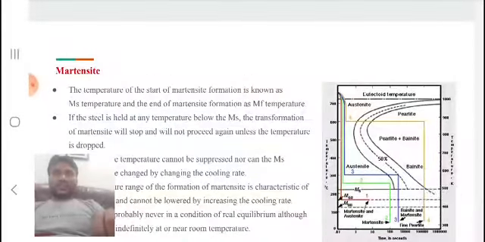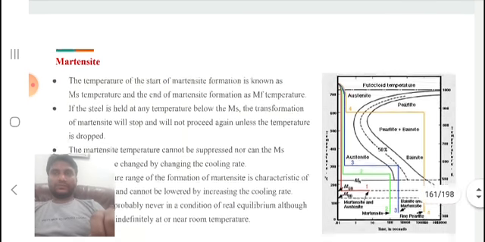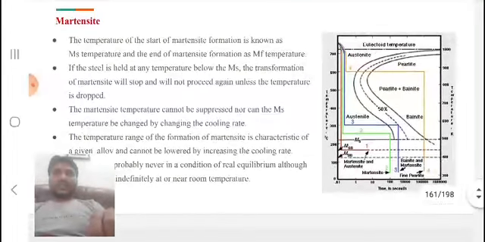The temperature of the start of martensite formation is known as the MS temperature, and the end of martensite formation as the MF temperature. If the steel is held at any temperature below the MS, the formation of martensite will stop and will not proceed again unless the temperature is dropped. The martensite temperature cannot be suppressed, nor can the MS temperature be changed by changing the cooling rate.